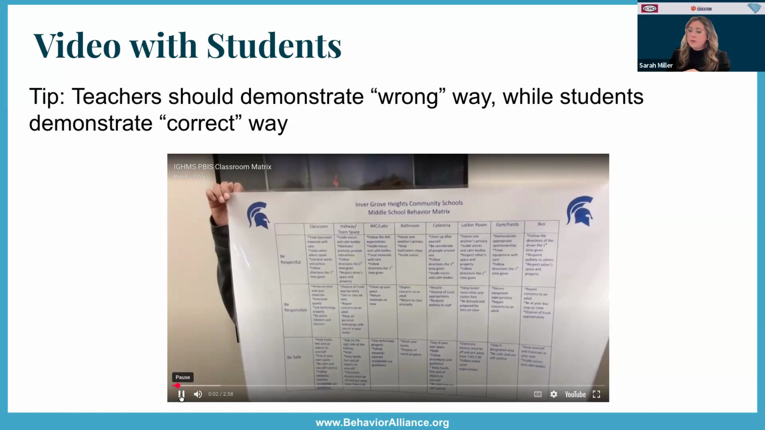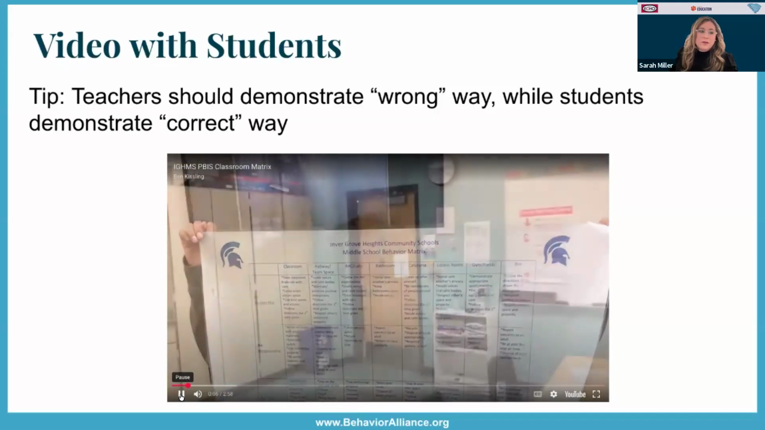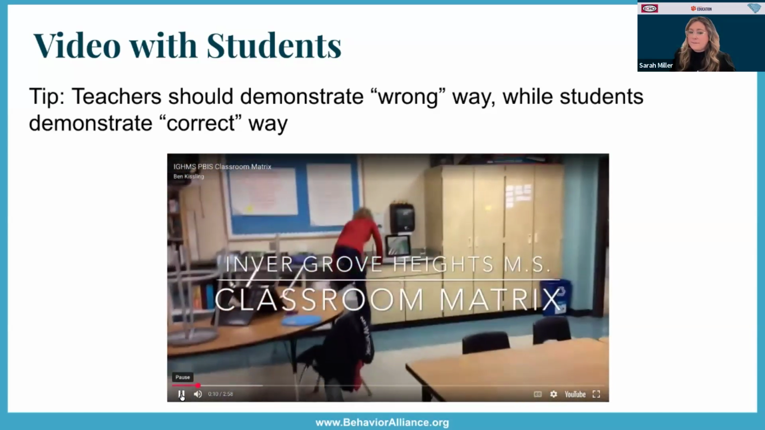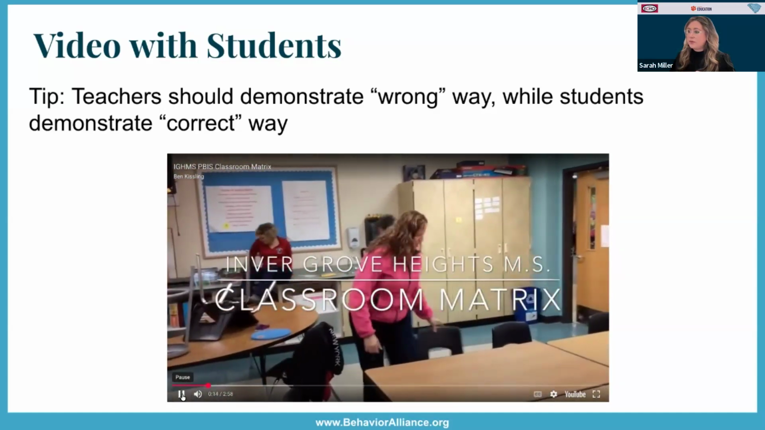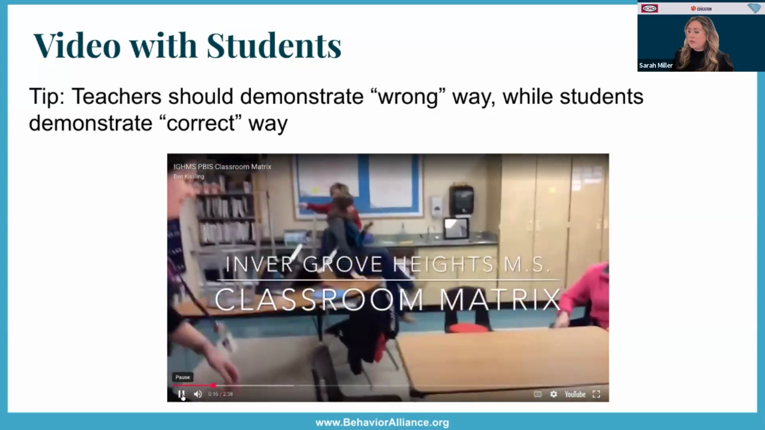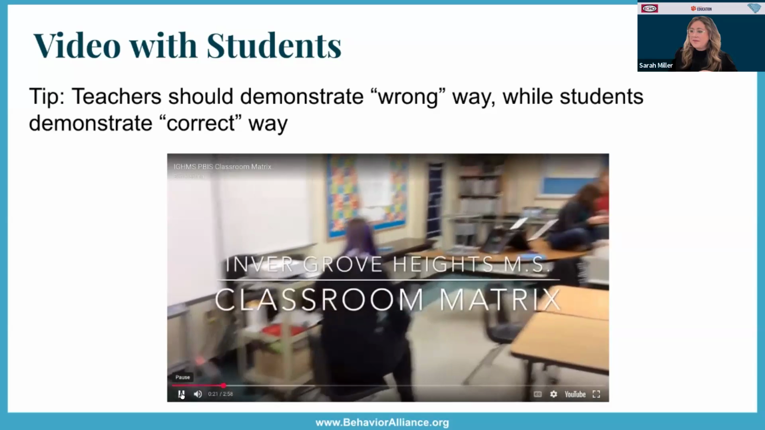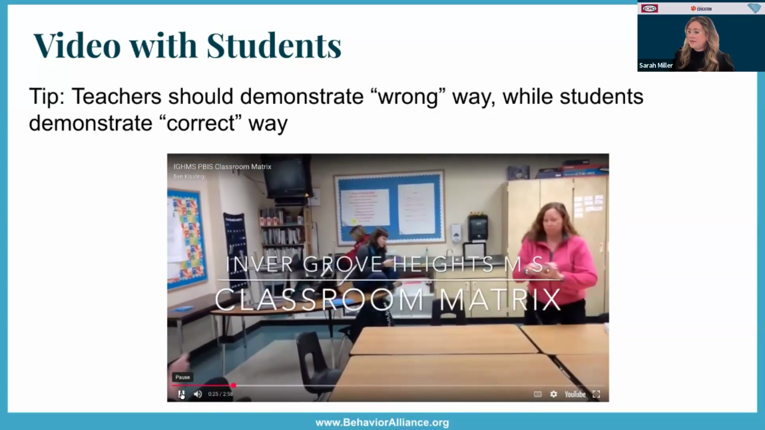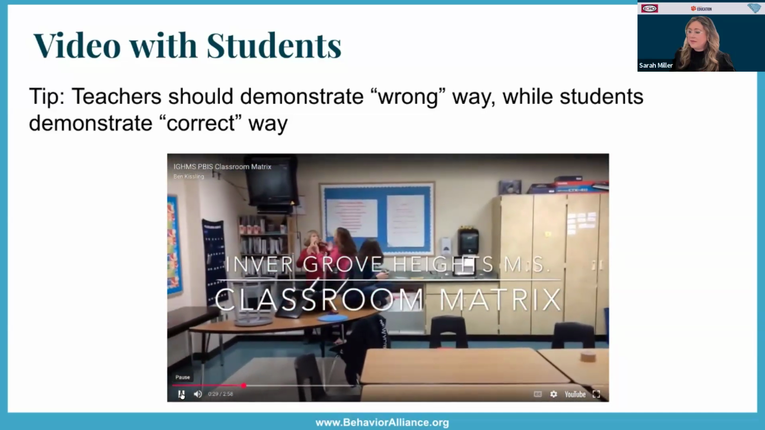Reviewing behavior for the classroom matrix for IGHMS. These students are entering the room without respect to the classroom or each other and are not acting safely. Where did she find duct tape?